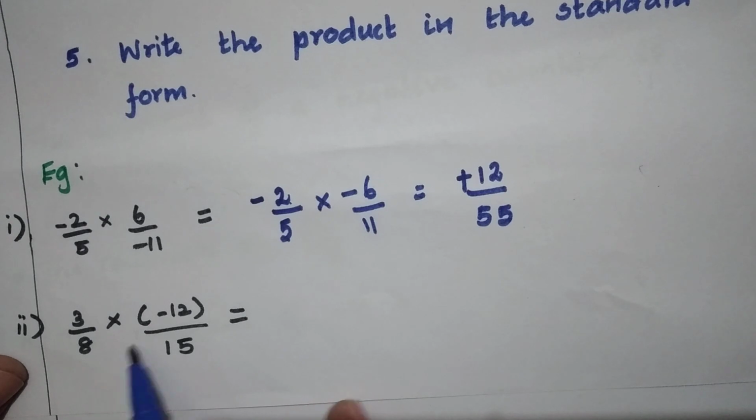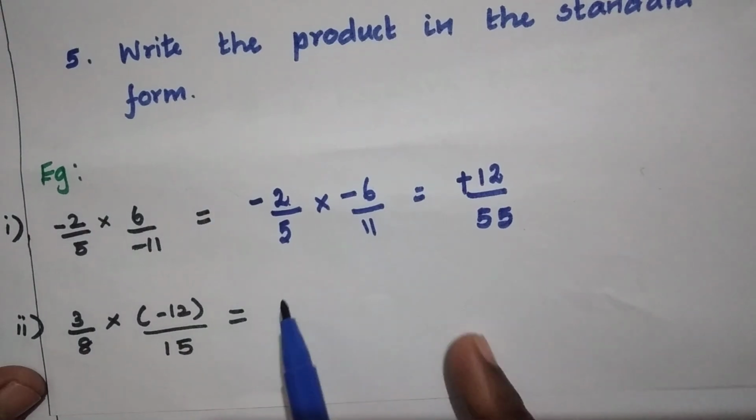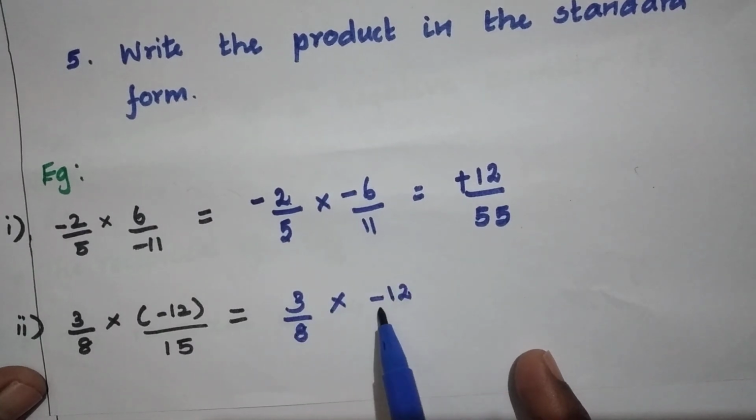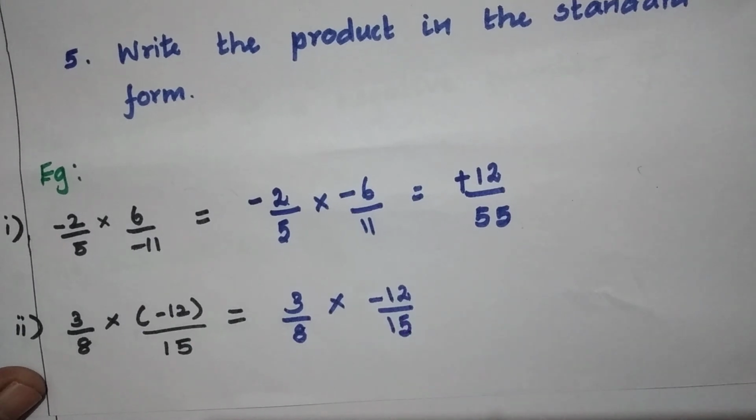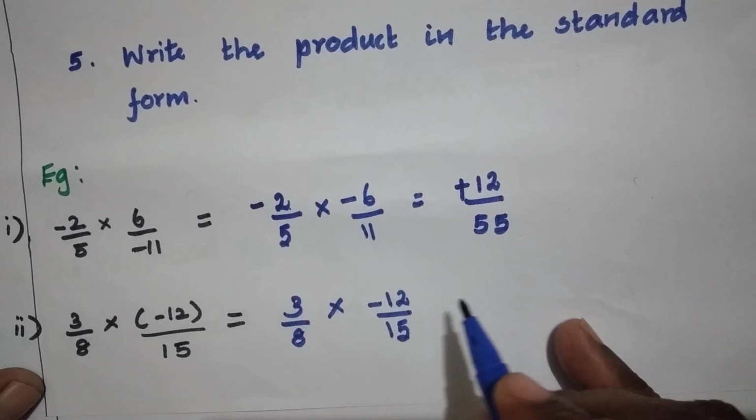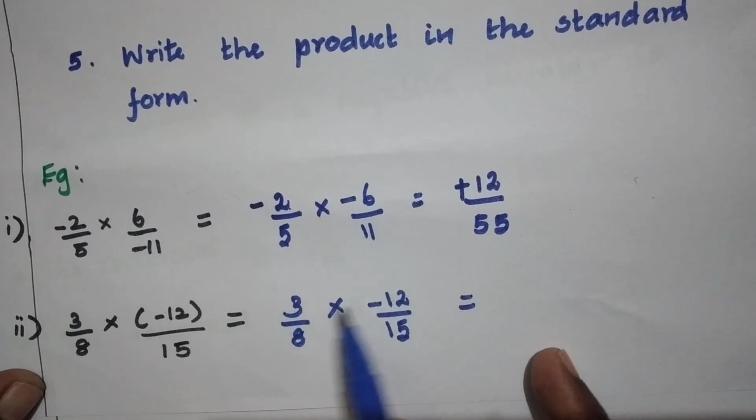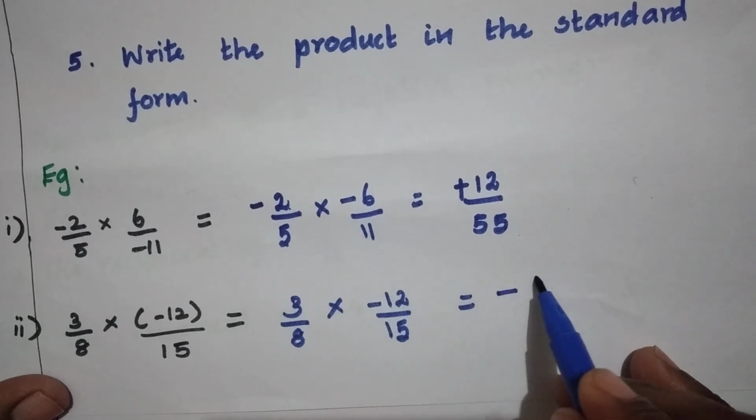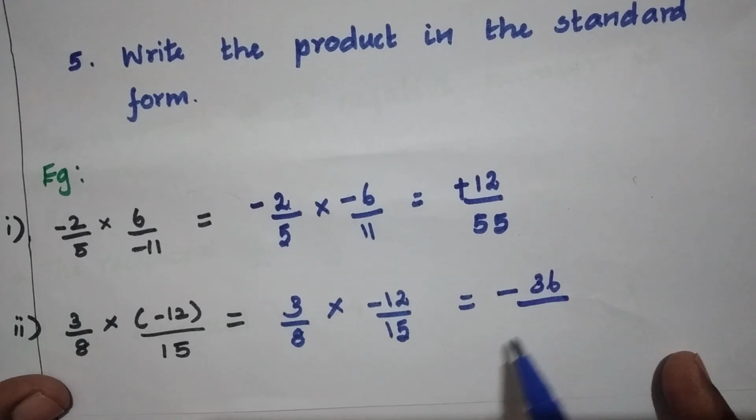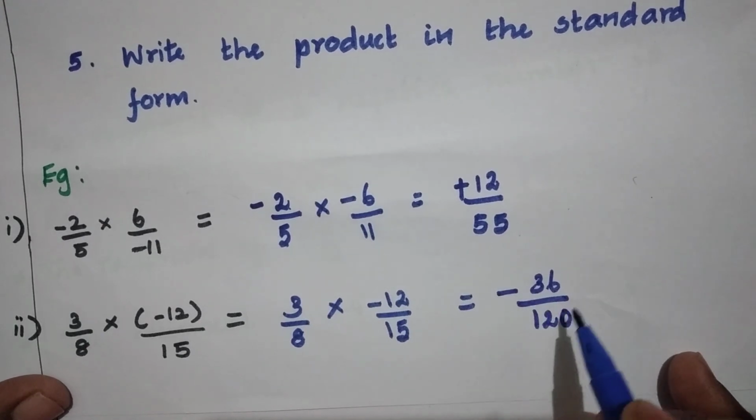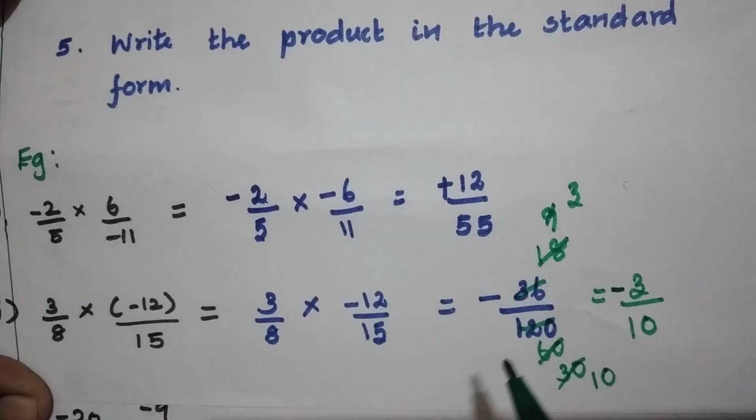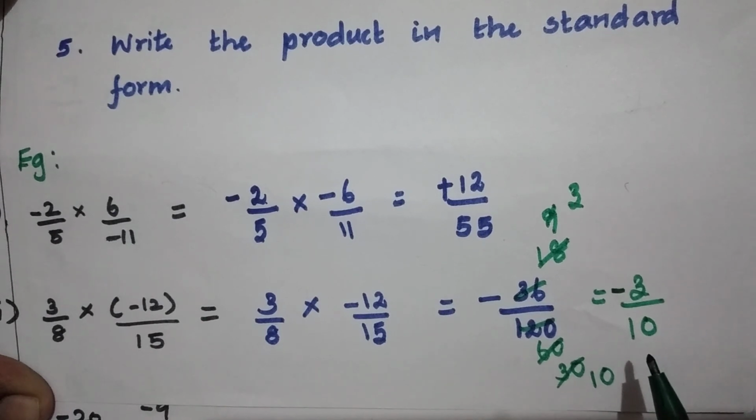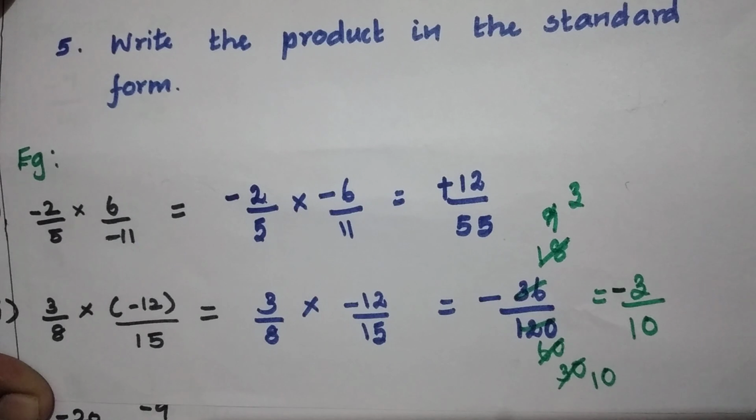3 divided by 8 into minus 12 by 15. These two numbers are in different signs, so assign negative sign to the product. 3 into 12 is 36 divided by 8 into 15 is 120. Now these two numbers are divisible by 2 tables and 3 tables. We will get the answer as minus 3 by 10. Is it clear, children? Yes.